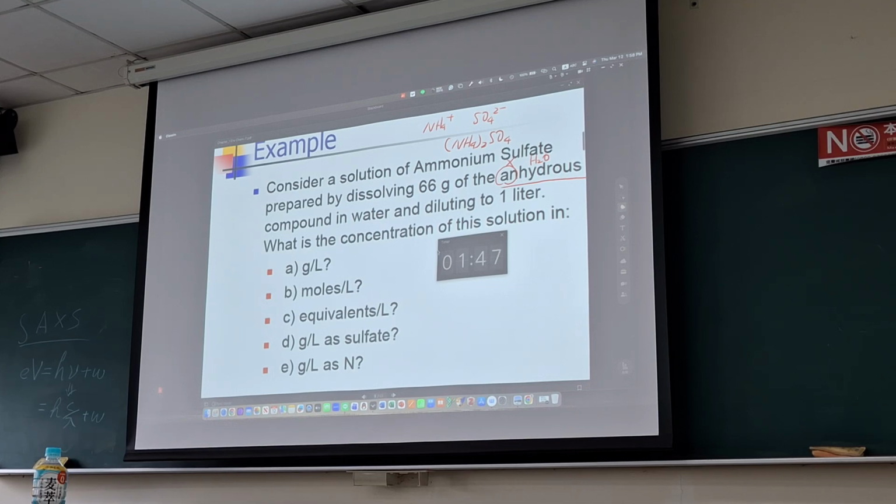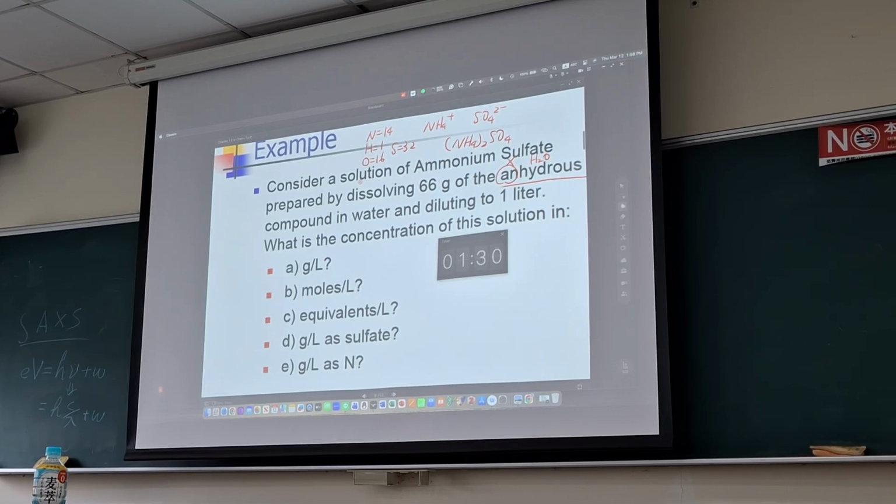Let me give you the atomic masses here. N is 14, H is 1, right? S is 32, O is 16. I think everyone might know about this.